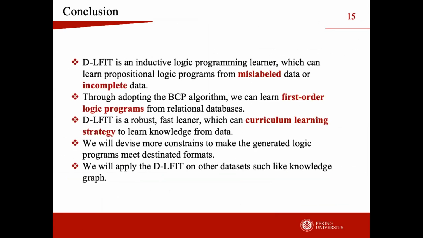In conclusion, we show that Alpha ILP is a neural inductive logic programming learner based on the neural network, and it can learn from mislabeled data or incomplete data to generate the propositional logic program. And through adopting the BCP algorithm, we can also learn first order logic programs from the relational data set. And we can also use a curriculum learning strategy to learn the knowledge, because the learning trainable matrix is very flexible and easy to operate. So in the future, we will devise more constraints to make the generated logic program meet some formats, and apply the model to the knowledge graph.